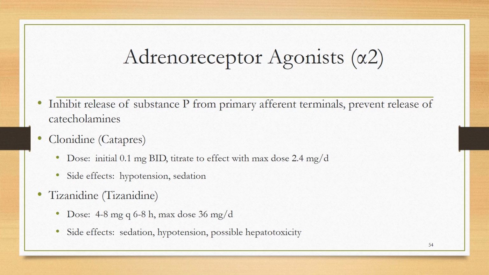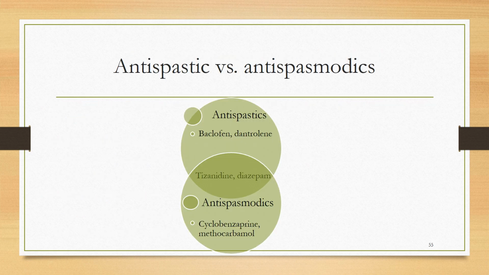And then tizanidine, which is specifically used in musculoskeletal pain to prevent spasms. It's 4 to 8 milligrams per day. You get sedation, hypotension, and also possibly hepatotoxicity. So be careful with that, especially in conjunction with something like Tylenol, or if they're a heavy drinker, or if they have any sort of other liver dysfunction.